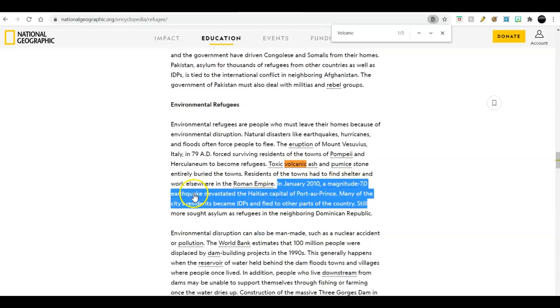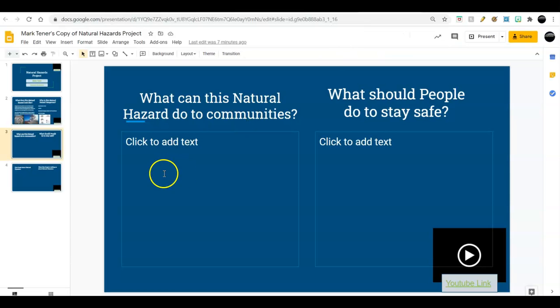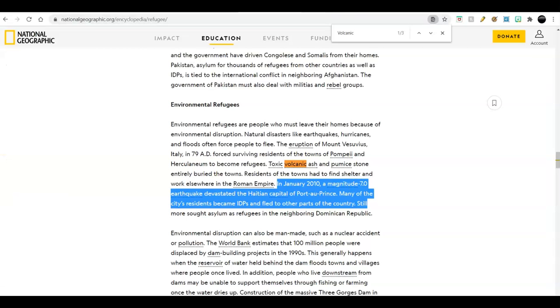Magnitude 7.0 earthquake, so completely different. Devastated the Haitian capital of Port-au-Prince. Many of the city's residents became IDPs. It must explain what that is earlier, and fled to other parts of the country. So I can use this paragraph to answer my question. Let's go do that. What can this natural hazard do to communities? Well, it covers the community. So toxic volcanic ash and stone entirely buried the towns.